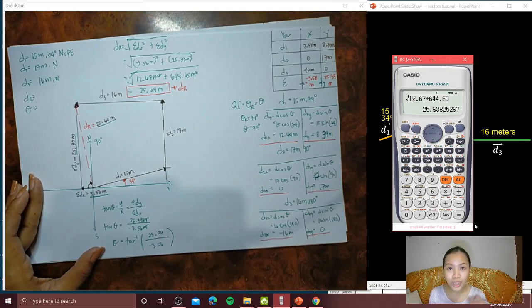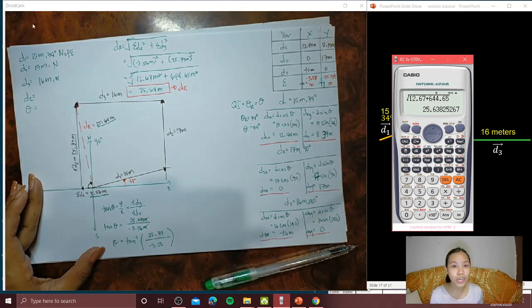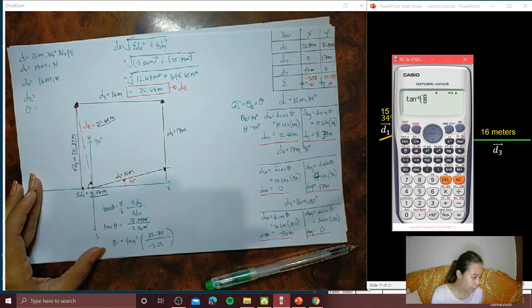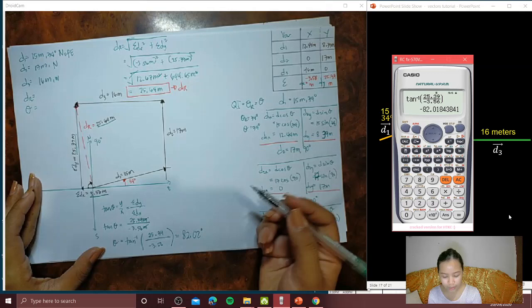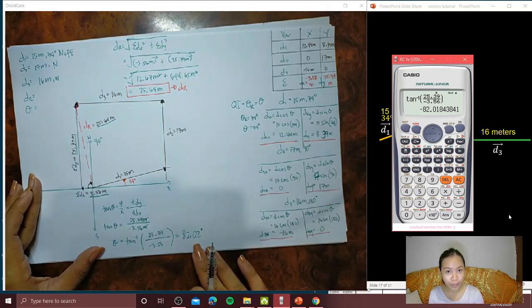So, all we have to do is to encode or type the values in our calculator. Here we have shift tan. Okay, shift tan. Let us have here the fraction. We have 25.39 over negative 3.56. We need to put parentheses, and of course, enclose the value in a parenthesis, both should be there. Okay? So, we have here equals, this is negative 82.02. So, let me write here, 82.02 degrees. Again, take note, this is just our reference angle.